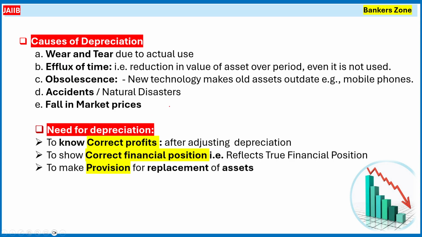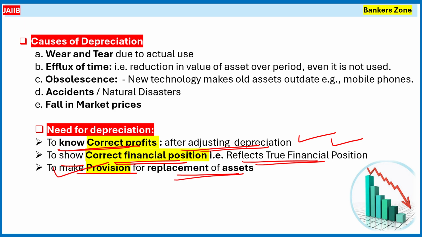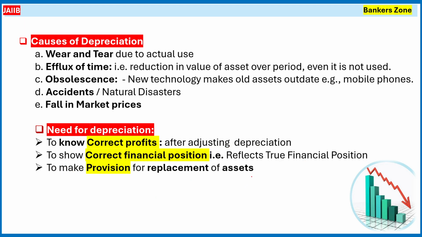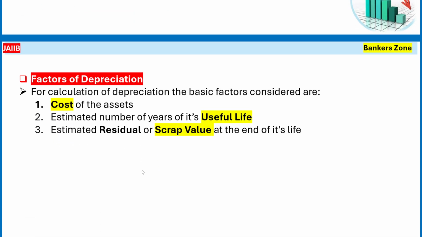Next, what is the need for depreciation? Why do we need it? Simply to get the correct profit. To know the correct profit, after adjusting the depreciation, we will get the correct profit. To show the correct financial position, that is what? To reflect the true financial position, we use depreciation. To make provision for the replacement of the asset, we use depreciation, right? So using depreciation, we can make provision for replacing that asset after some time. Okay, what are the needs for depreciation? Simply to make the correct profit, to get the correct financial position and to have a provision for replacement of an asset.